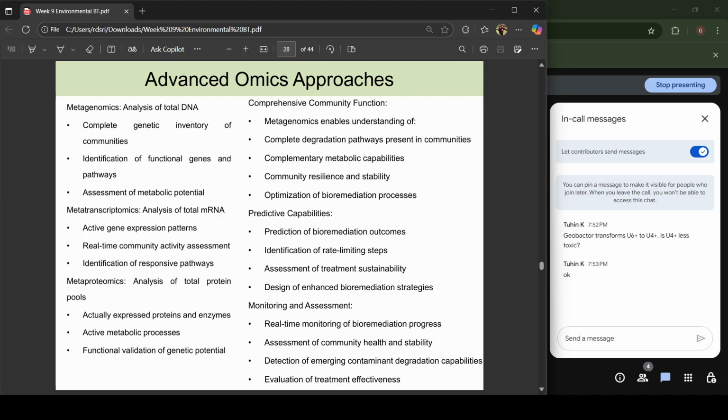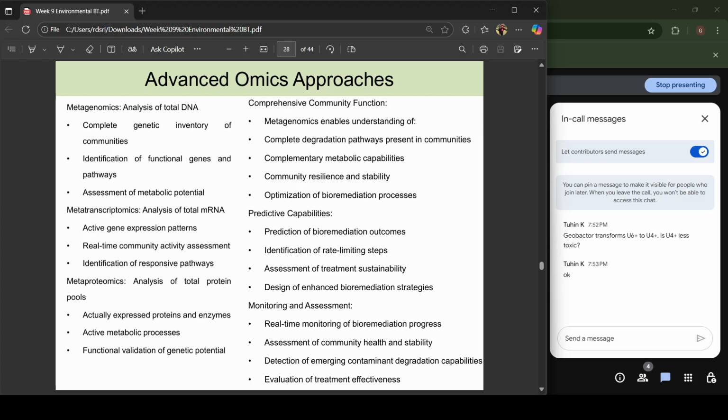We can estimate the community resilience and stability, how far it can withstand the environmental changes. So that is elucidated using omics approaches. And then we go for optimization of bioremediation process. Another thing is it can have a say about the predictive capabilities. So the prediction of bioremediation outcomes.